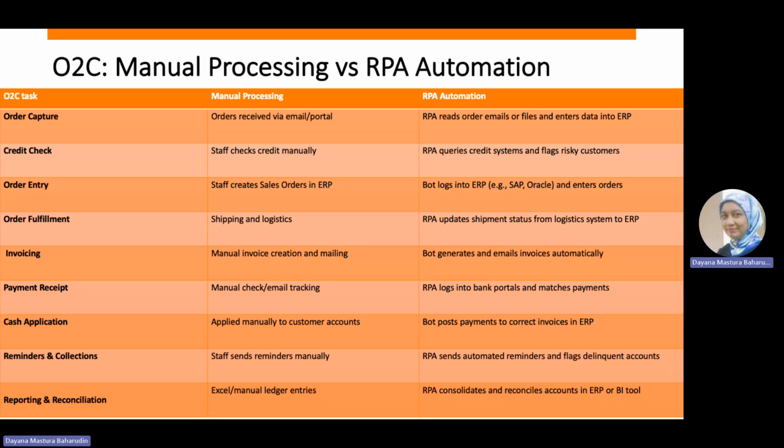Okay, and reminders and collections. Staff needs to send reminders manually, but the RPA bots will know when to send reminders as programmed by you. And finally, reporting and reconciliation. Manual processing is looking at Excel, manual ledger entries. We don't want to do that, looking at lines and lines of Excel. You do understand what you did before, so you're trying to teach the robot to do it, where you program the robot to do it. Okay. So the RPA bots will consolidate and reconcile accounts in the ERP.